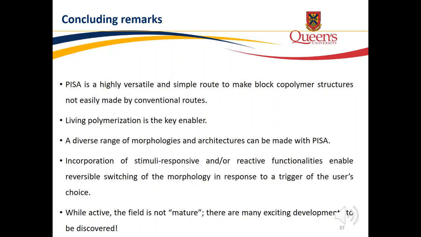So some concluding remarks. PISA is a highly versatile, simple route to make block copolymer structures that are not easily made by conventional routes. The key enabler is that you're doing a living polymerization. You can make a diverse range of morphologies and architectures with PISA, and you have the flexibility to incorporate stimuli-responsive and/or reactive functionalities that enable reversible switching of the morphology in response to triggering one of the functionalities that you've built into the structure.